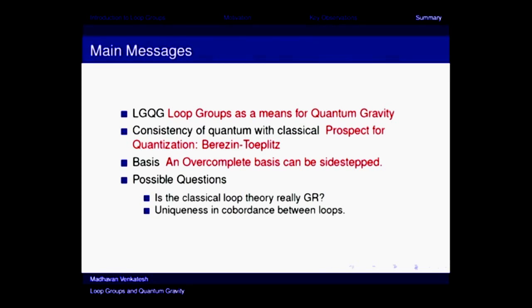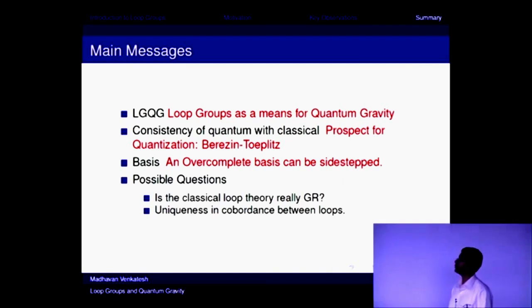The main message I'd like you to carry is that loop groups can be used as a means for quantum gravity, and prospective. I have not really discussed the quantization procedure in depth, but a prospect for that is Berezin-Toeplitz quantization. And what we've done here is we've sidestepped an overcomplete basis. We've not tackled the problem head on, but we've just gotten rid of that.